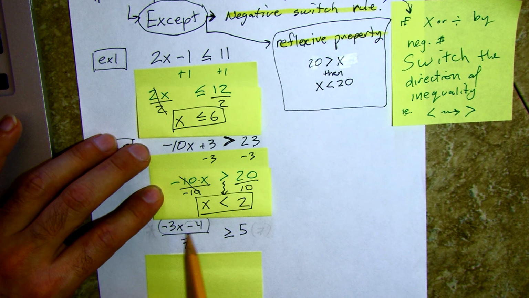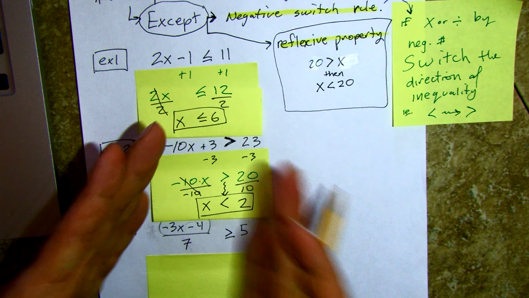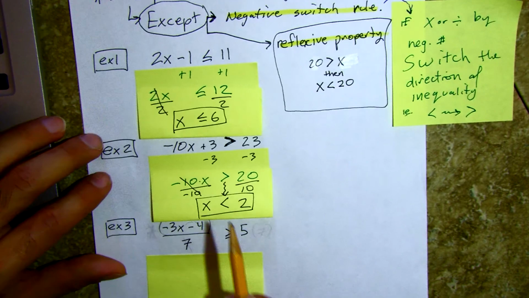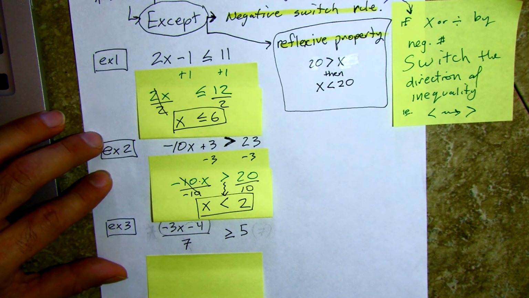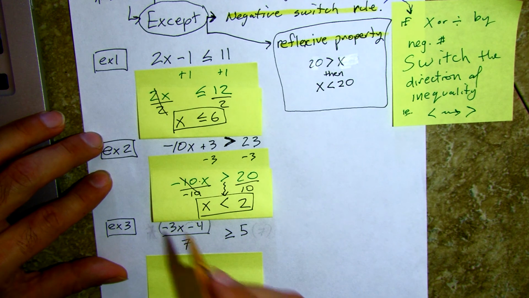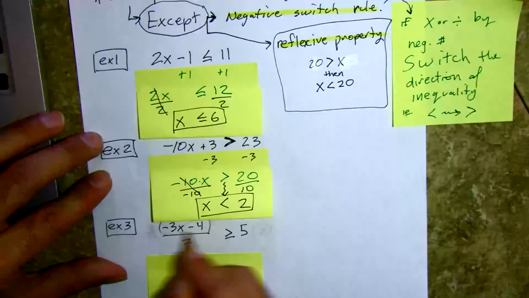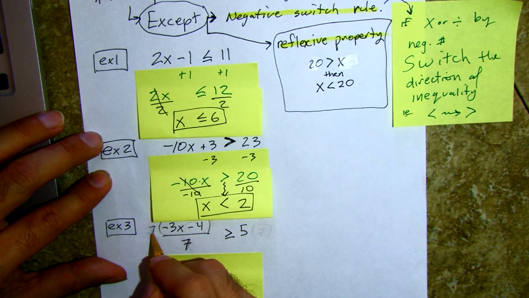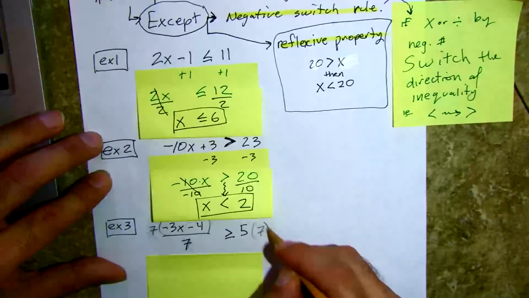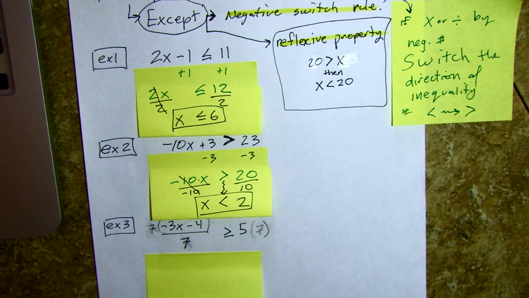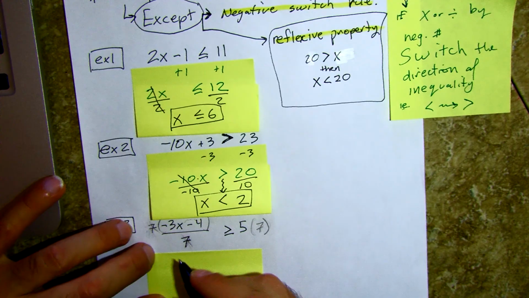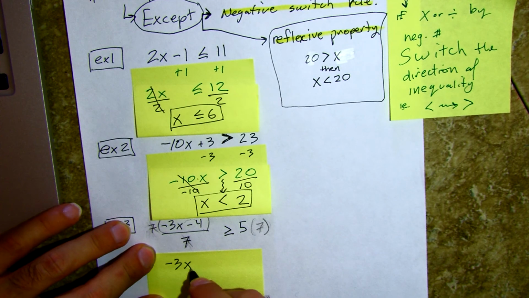So watch what I'm going to do. Instead of divide by 7, I'm going to multiply by 7 on both sides. Because look what happened. 7 over 7 is 1. So we can cancel those out and get that fraction out of the way. And now we multiply by a positive 7, so nothing changed with the inequality. We don't have to worry about the negative switch rule. The negative switch rule is when you multiply by a negative or divide by a negative.